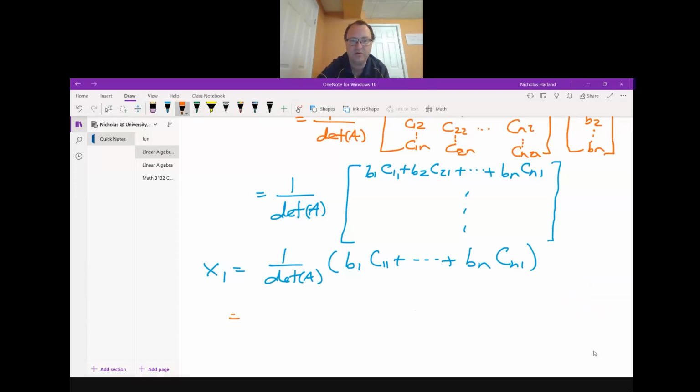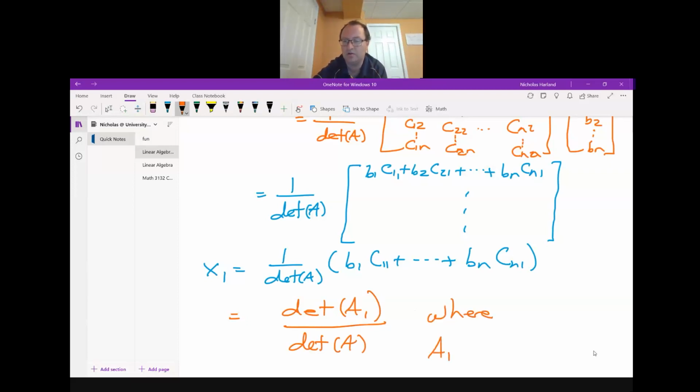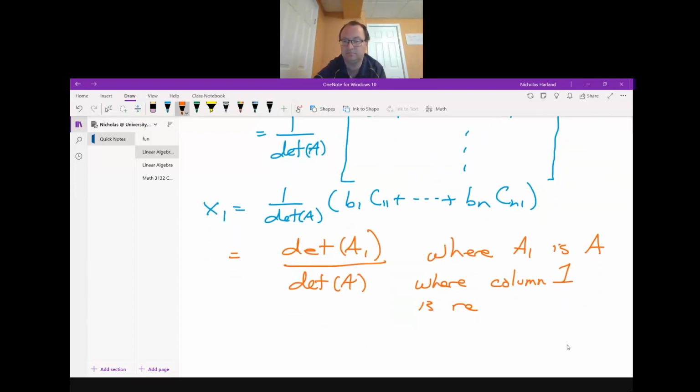In other words, this is going to be equal to the determinant of A1 over the determinant of A, where A1 is A, where column 1 is replaced with B. And similar for x2, x3, and so on. And this is Cramer's rule.